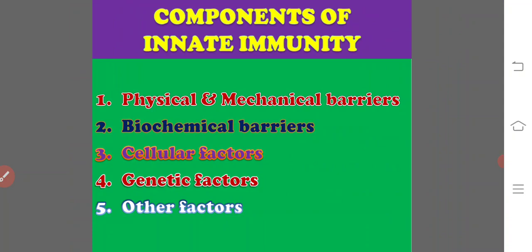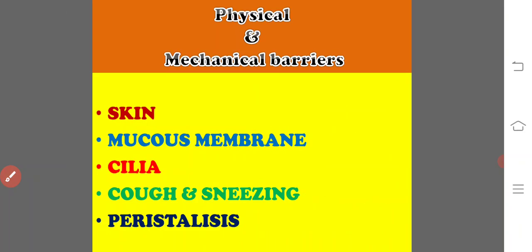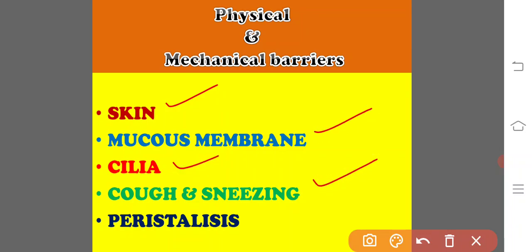We have classified them into 5 categories, namely, number 1, physical and mechanical barriers. Number 2, biochemical barriers. Number 3, cellular factors. Number 4, genetic factors. And number 5, other factors. These all are the components of innate immunity. Let us discuss one by one. Let us start with the physical and mechanical barriers. Under the physical and mechanical barriers, there are 5 things included: skin, mucous membrane, cilia, cough and sneezing, and peristalsis. Let us see one by one.